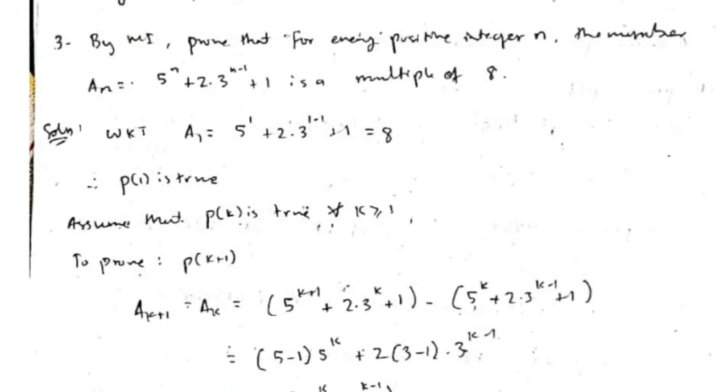We have been given an equation and it's given that a of n is a multiple of 8. For n equal to 1 we will test, and we get 8.